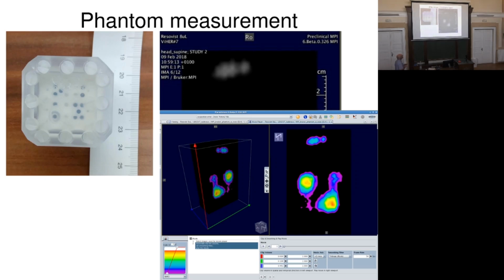And here is an example on a phantom. This is a test phantom. These are 1 millimeter holes filled with a tracer, and they are 1 millimeter apart, and you can see that it's almost impossible to distinguish them. And if you use low gradients, you can do it also in colors. Here it's clearly visible that you cannot distinguish them.